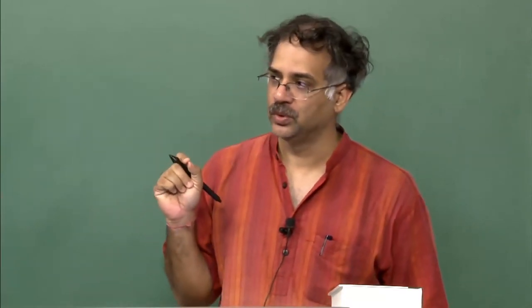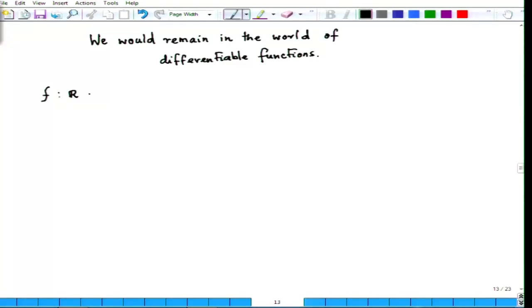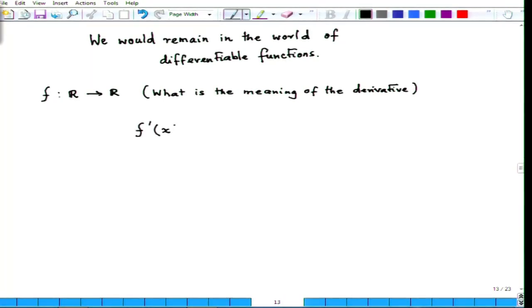But we will take a clue from the functions from R to R and then try to develop the notion of differentiability of a function from Rn to R. So if I have a function from R to R, what is the meaning of the derivative? A derivative is defined, as you have also known in high school, at a given point x, take the limit as h tends to 0, meaning h is moving from left and right both ways.